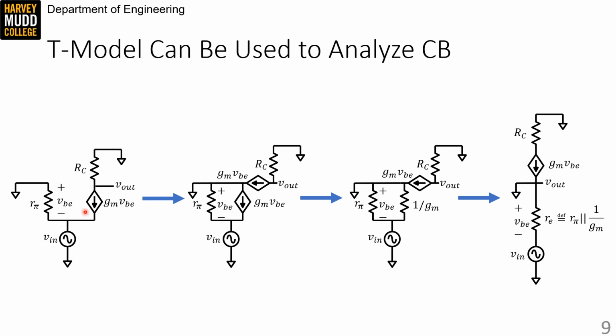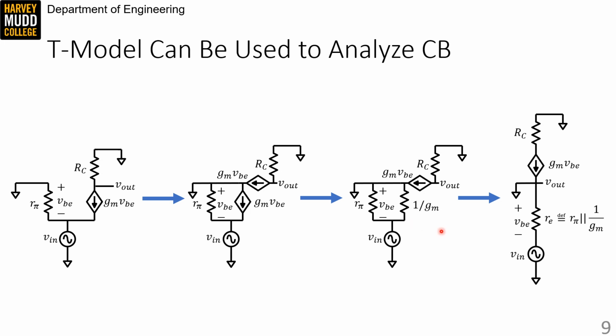You might recall that this is already a transformed model from our original alpha model of the BJT. The GM generator between the base and the emitter is directly in parallel with its control voltage, which means we can just replace it with a resistor of 1 over GM. And we see that in the third subcircuit here.